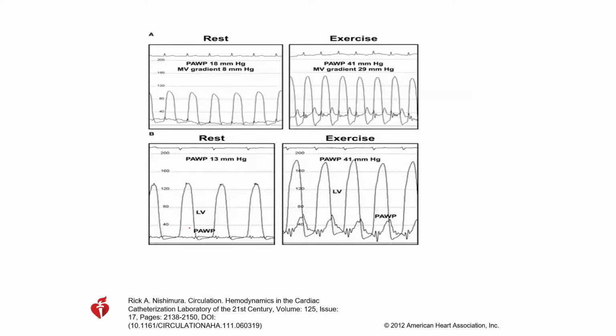Now, look at this patient here, at rest and exercise. The mean gradient is 8 and the pulmonary artery wedge pressure is 18. After exercise, the mean gradient is 29 and the wedge is 41. So what do you think here?